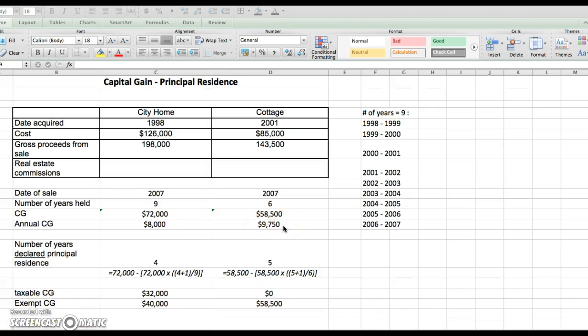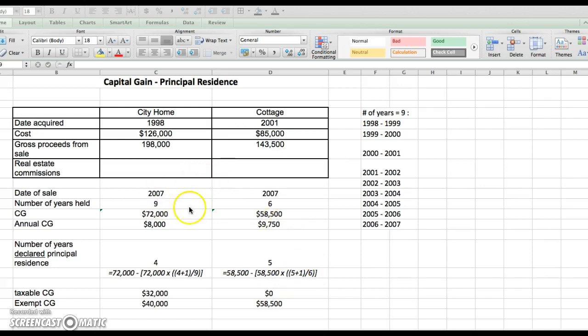So since the annual capital gain on the cottage is greater than on the city home, what we want to do is maximize the number of years that we take an exemption on this capital gain. So the formula that I described a few seconds ago allows us to take the capital gain minus the portion that we designate this property as our principal residence. So in this case, the CRA formula allows us to take the number of years we designate plus 1.